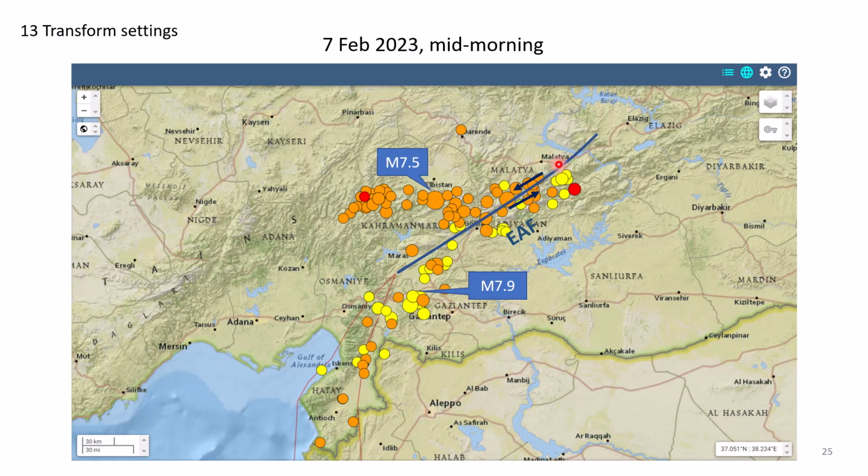Mid-morning on the 7th of February, we see that further earthquakes are delivering a clearer pattern of what actually is happening. We see that this earthquake from the afternoon of the previous day is associated with an array of seismic events that leads us away from the East Anatolian Fault westwards into the interior of the Anatolian plate with numerous further earthquakes that form such an east-west trending pattern.